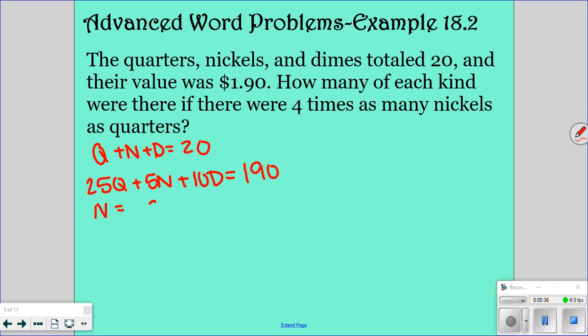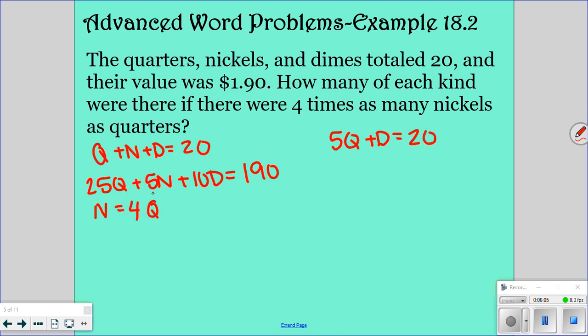So do we have more nickels or more quarters? We have more nickels, so we're going to have to multiply the quarters by 4. So those are our 3 equations. I think it's easiest to start off by plugging n equals 4q into your top 2 equations. So if n is 4q, q plus 4q is 5q, plus d equals 20.